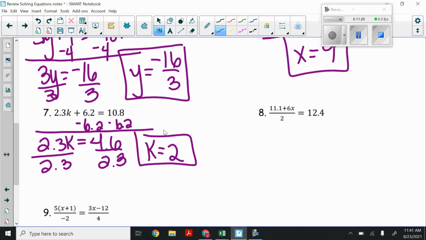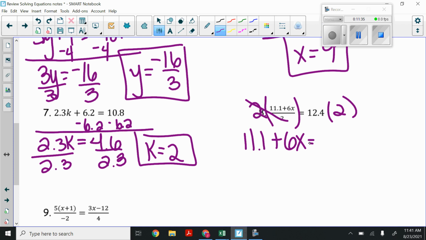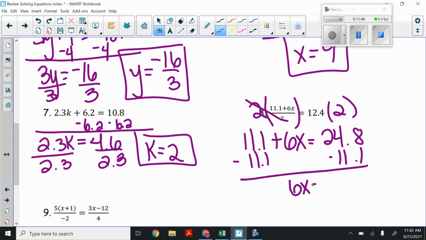All right, number 8, 11.1 plus 6x, everything divided by 2, all of that equals 12.4. Again, I want to get rid of my denominator. It's a 2, so I'm going to multiply everything by 2. Over here, top and bottom, the 2's cancel, and I'm left with 11.1 plus 6x equals 12.4 times 2 is 24.8. My goal is to get the 6x by itself, so I'm going to subtract 11.1 from both sides. On this side I have a 6x. Over here we're going to get 13.7.